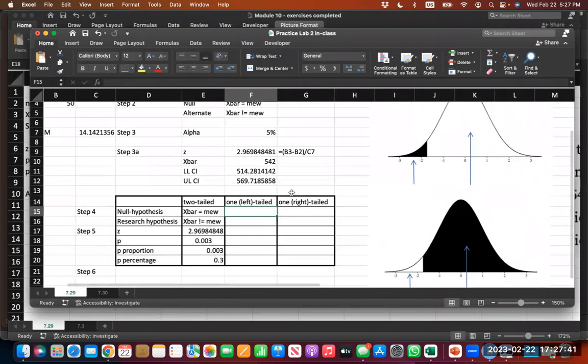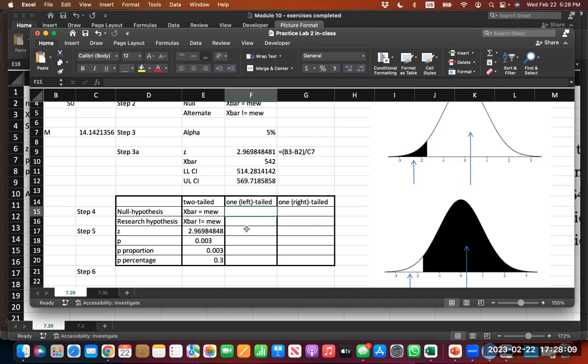Now we're getting a little bit to the more complicated part. So now we have a left-tailed hypothesis. So let's keep in mind, what is the null hypothesis of a left-tailed hypothesis? There, our null hypothesis is the opposite. So this constitutes the research hypothesis. That means our X bar is smaller than our population mean.